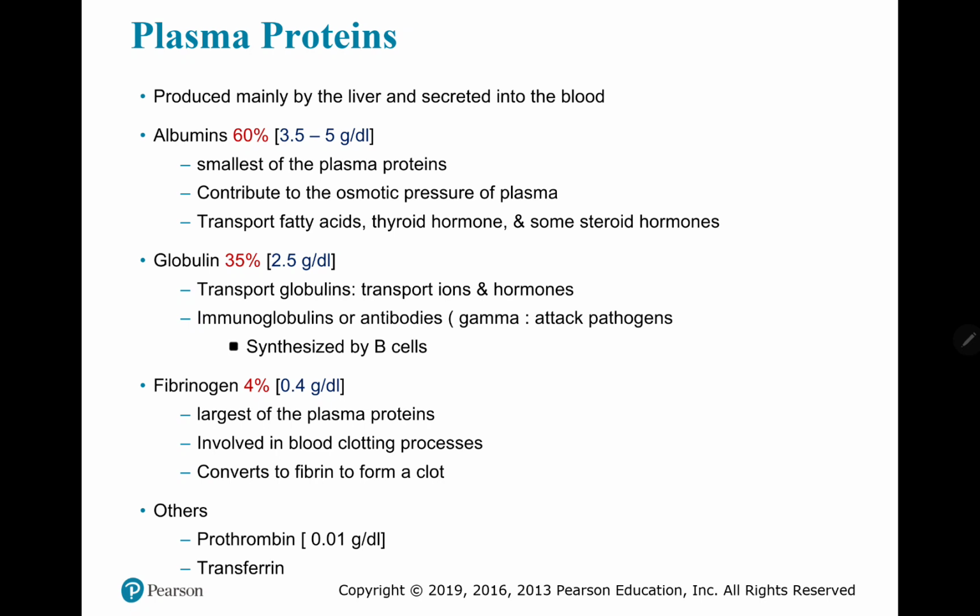So albumins are going to make up 60% of the plasma proteins. These are going to be the smallest of the plasma proteins. However, they contribute to the osmotic pressure of the plasma, and they also help to transport things such as fatty acids, thyroid hormones, and some steroid hormones.